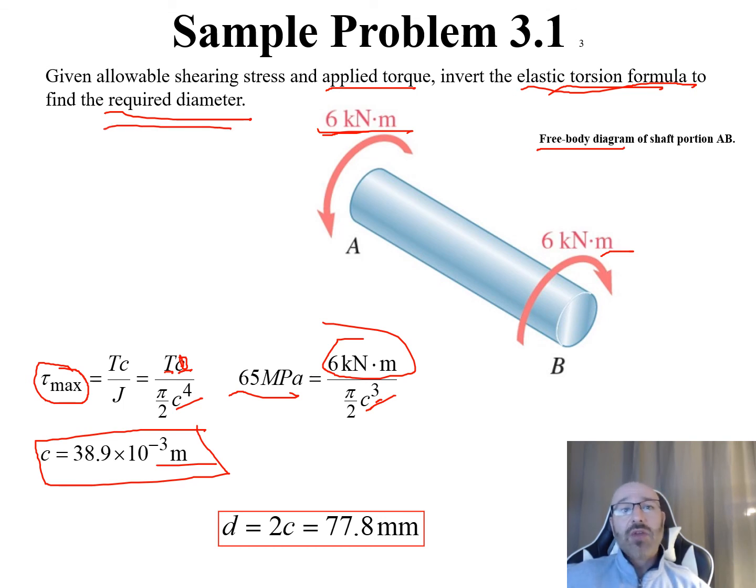So I can say diameter is equal to 2 times the radius. C is the radius that we're looking for, so D is equal to 2 times C. When I multiply that by 2, it is equal to 77.8 millimeters for our units. So that is the required diameter for part B, the solution to this problem.